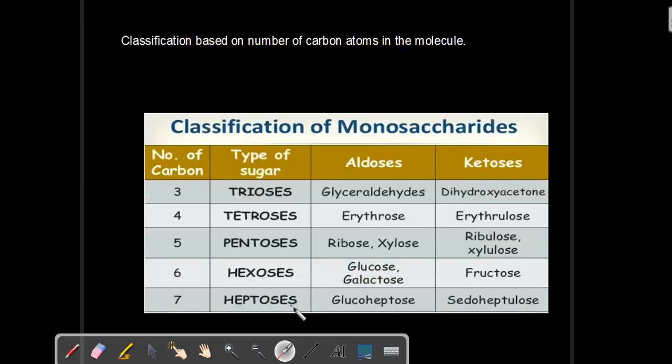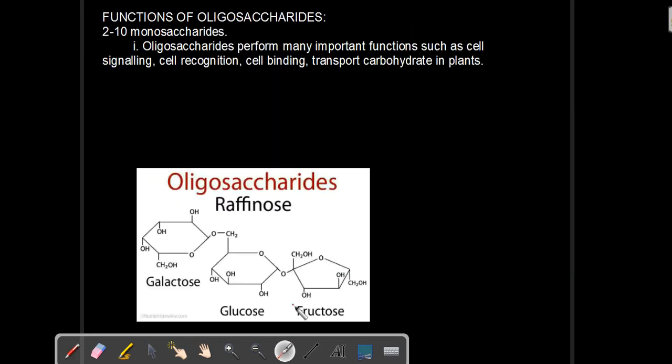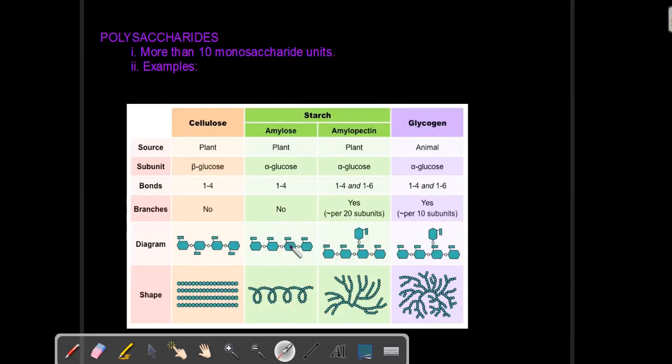Anyways, let's proceed further. Let's look into the details of polysaccharides. Let us look at the 3 major examples. Cellulose is an example of a polysaccharide, starch is an example of a polysaccharide, and glycogen is an example of a polysaccharide. Cellulose we see in plant cell walls, starch is a storage carbohydrate in plants, and glycogen is also found in plants. We'll look into the details of each of them in a little while.